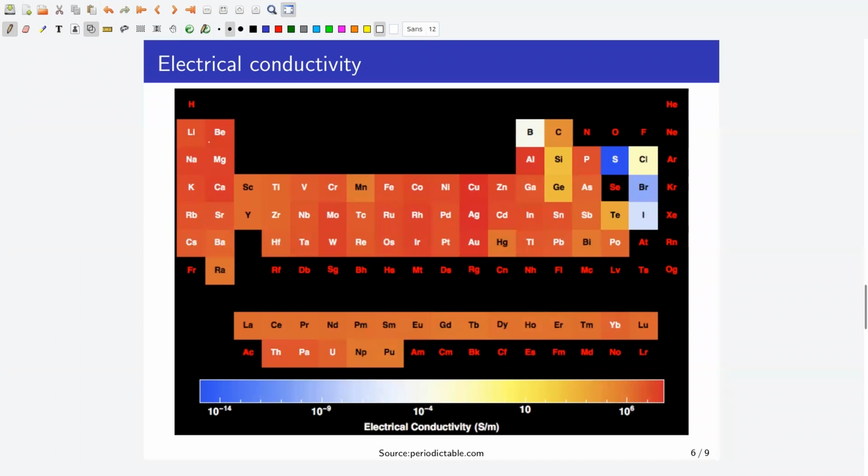So if you look at the metals, mainly this reddish region, then you see that the conductivity is very high, that is of the order of 10^6. Whereas if you look at the metalloids like silicon and germanium, the value is only 10. That means there is a difference of 6 orders of magnitude. In this course, we will try to understand why such a huge difference exists between metals and metalloids.